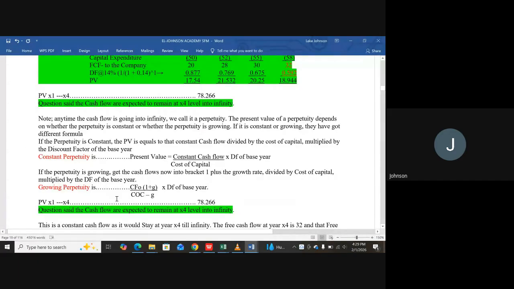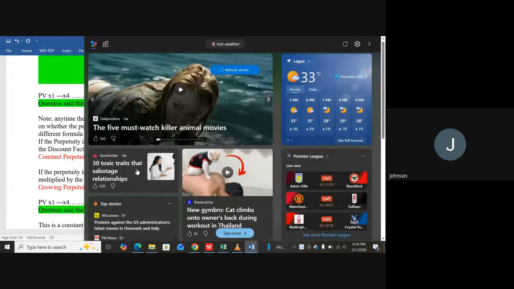So if it is constant, there's a formula for it. If it's growing, there's a formula for it. We've already agreed that this thing is going into infinity. And then we also agree that anytime something is going into infinity, it's a perpetuity. The next thing we have to ask is, that cash flow that is going into infinity, is it constant or is it growing? Obviously, in this place, they say that cash flow is expected to remain the same at point X4 into infinity. That means obviously the cash flow is not growing.